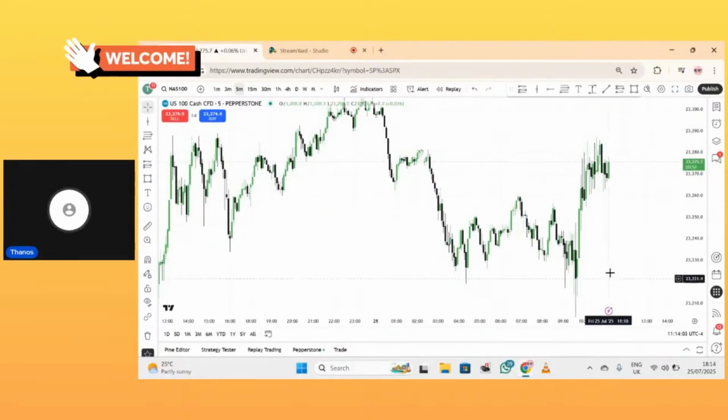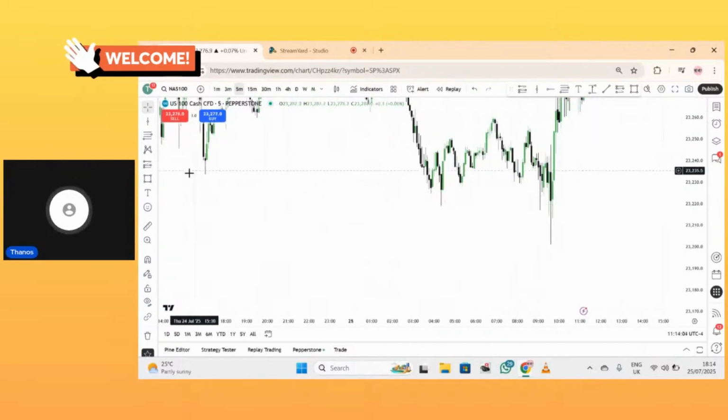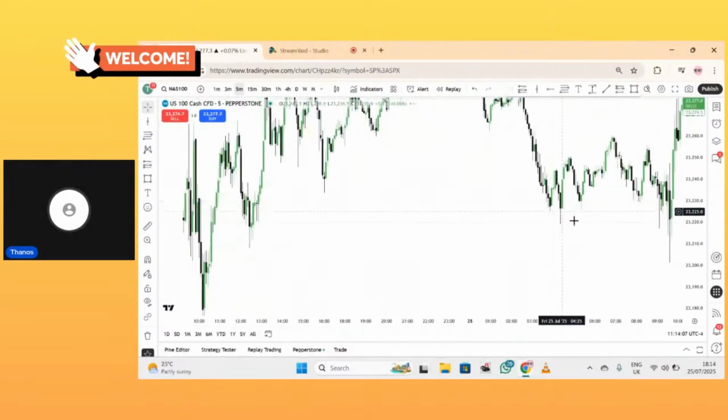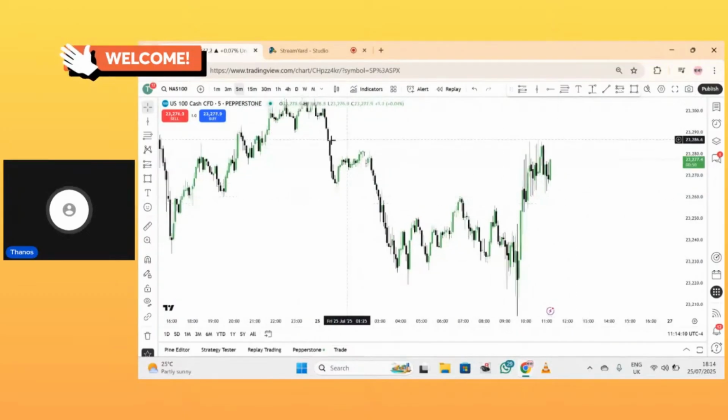For example, price swept London lows. These are all liquidities in London lows, these ones. And then it went and swept what? These liquidity sweeps inside what? This fair value gap here. So that is one type of liquidity sweep.